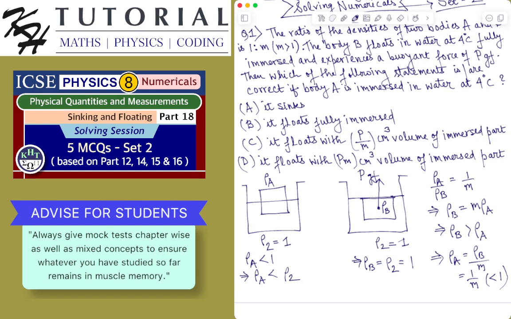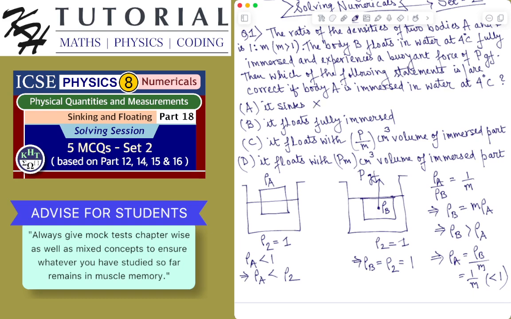So the density of the body A is less than the density of the water at 4 degrees centigrade, which means that the body A will definitely float partially immersed in the water. Okay. So clearly we can reject choice A because the body A will not sink.